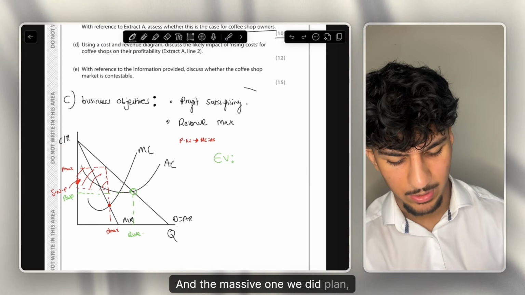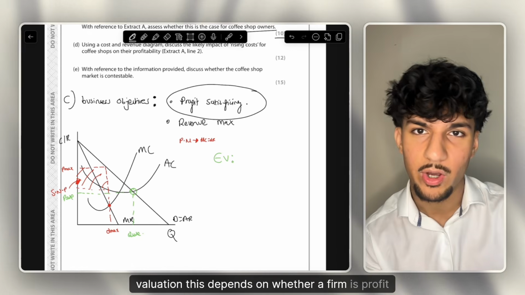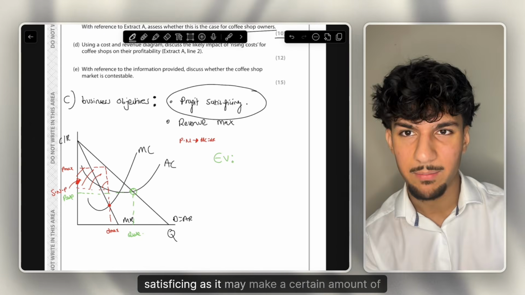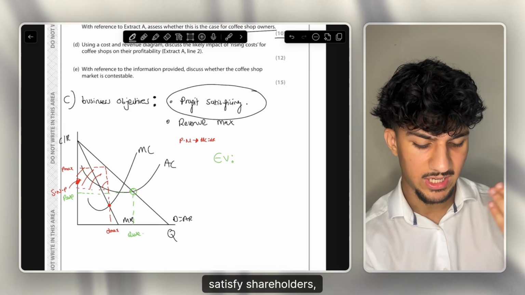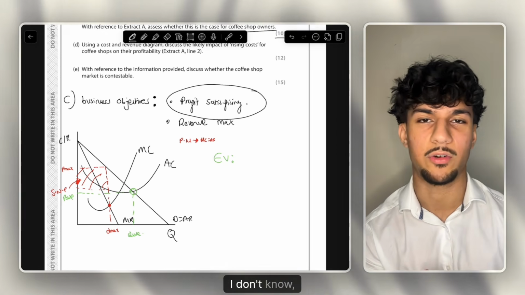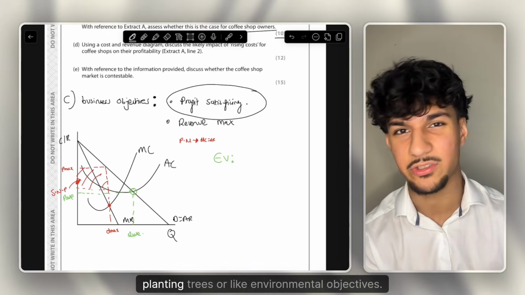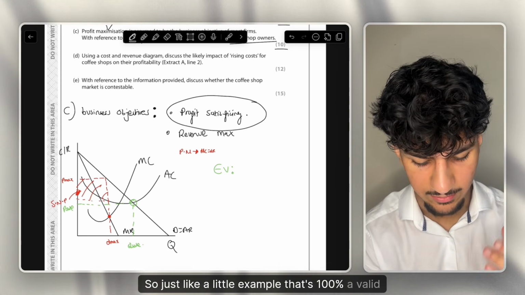And the massive one we did plan but we haven't mentioned, you could say, how in evaluation, this depends on whether a firm is profit satisficing, as they may make a certain amount of profit to satisfy shareholders, then pursue other objectives. For example, Microsoft spending, I don't know, 100 million on planting trees or like environmental objectives. So just like a little example, that's 100% a valid evaluation.